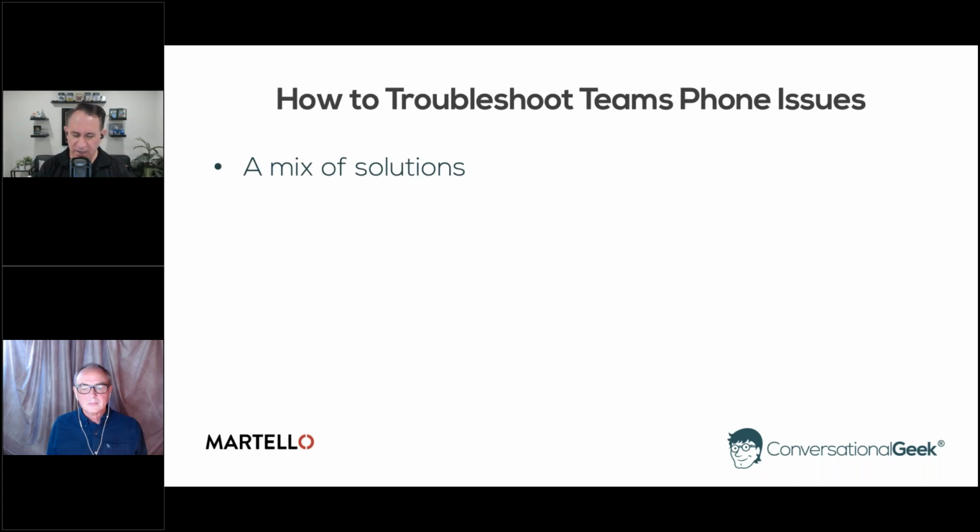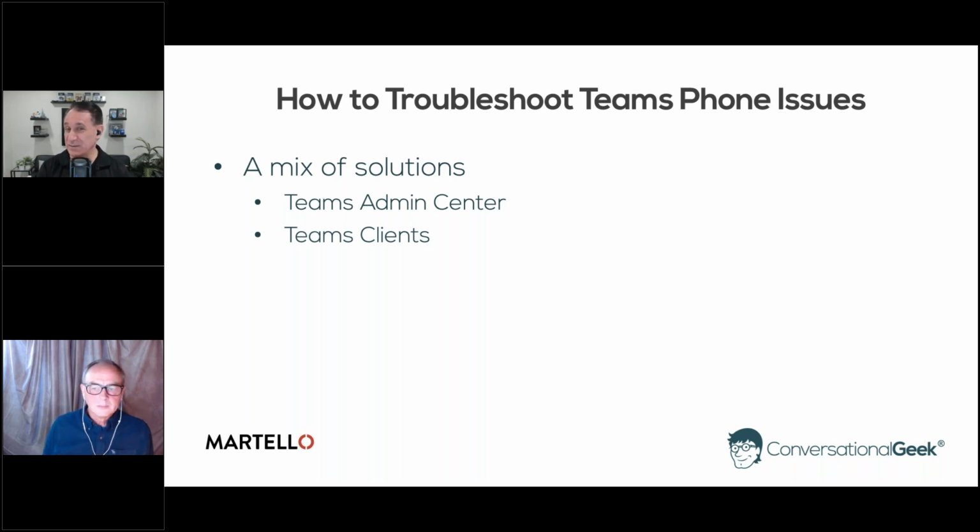So the first thing I want to point out is, when you're looking at how Microsoft suggests you troubleshoot Teams phone issues, there are a number of solutions involved. There are a number of different areas within the Teams admin center that are going to come into play. You will have some things you'll be doing on the Teams client itself. And then there's the connectivity tool that they have, which exists just to have the user test out and see what their connection looks like. So there are a number of tools that you'll want to be using here.